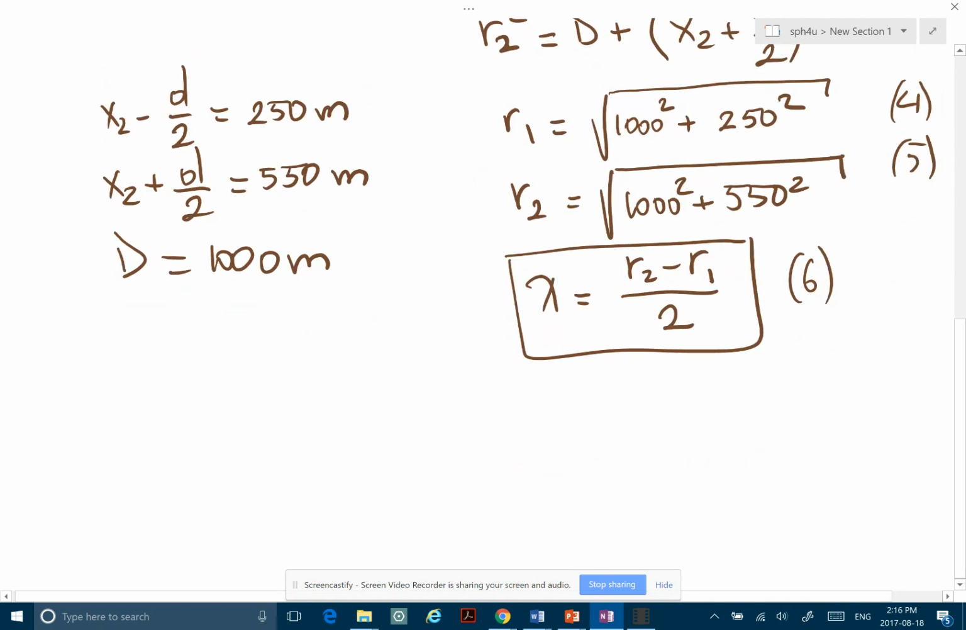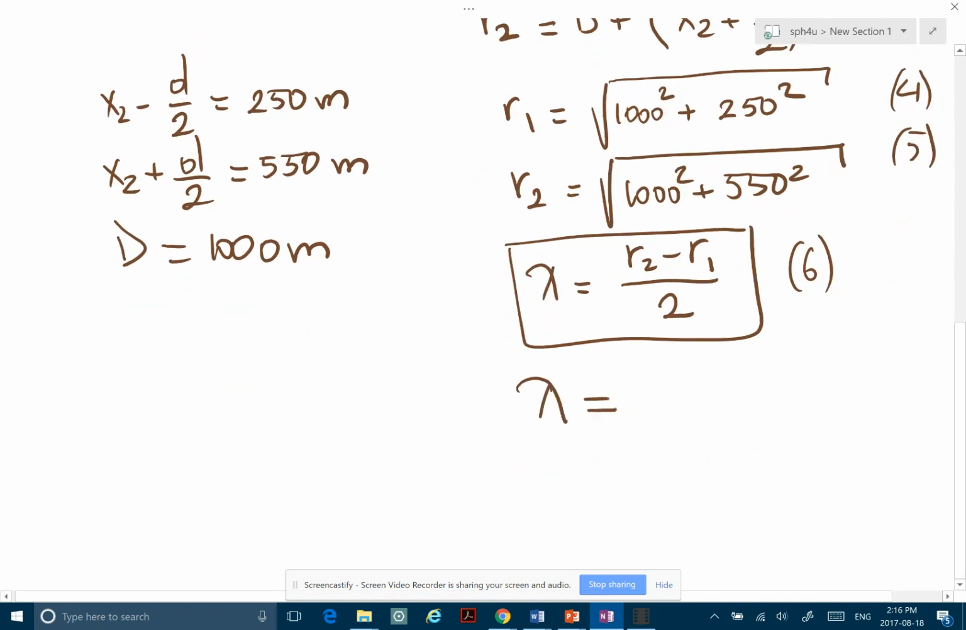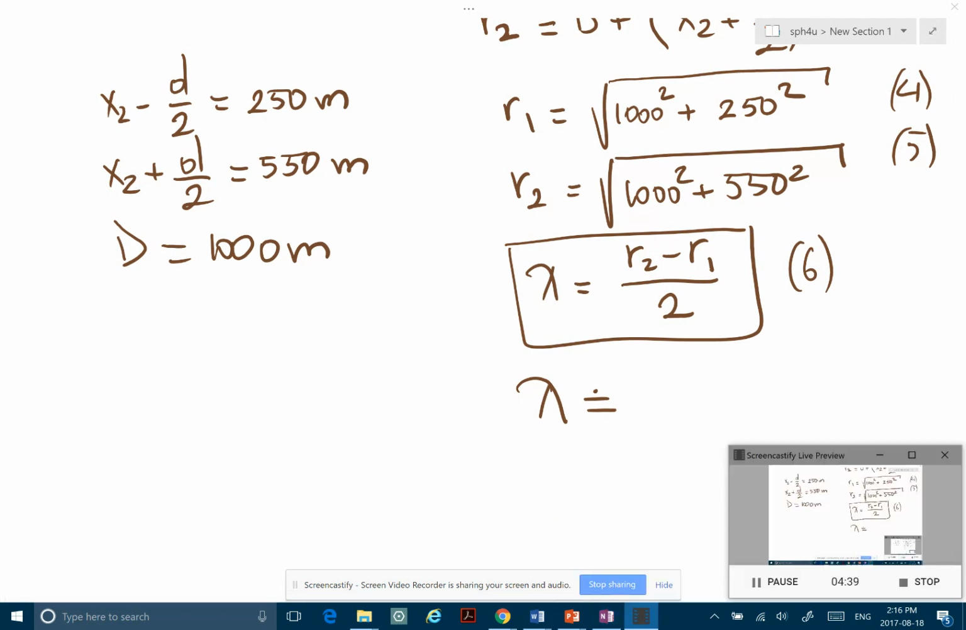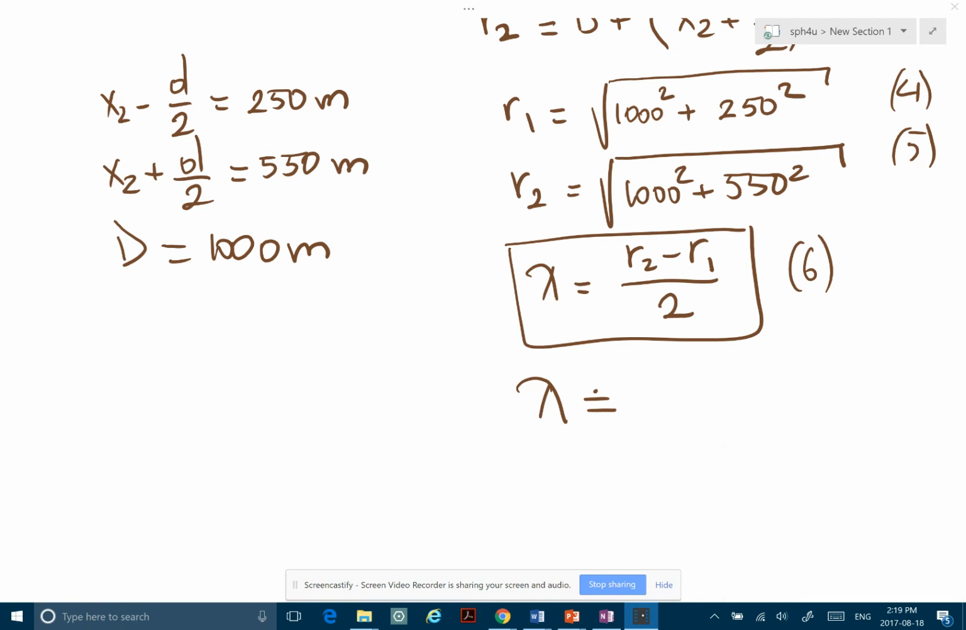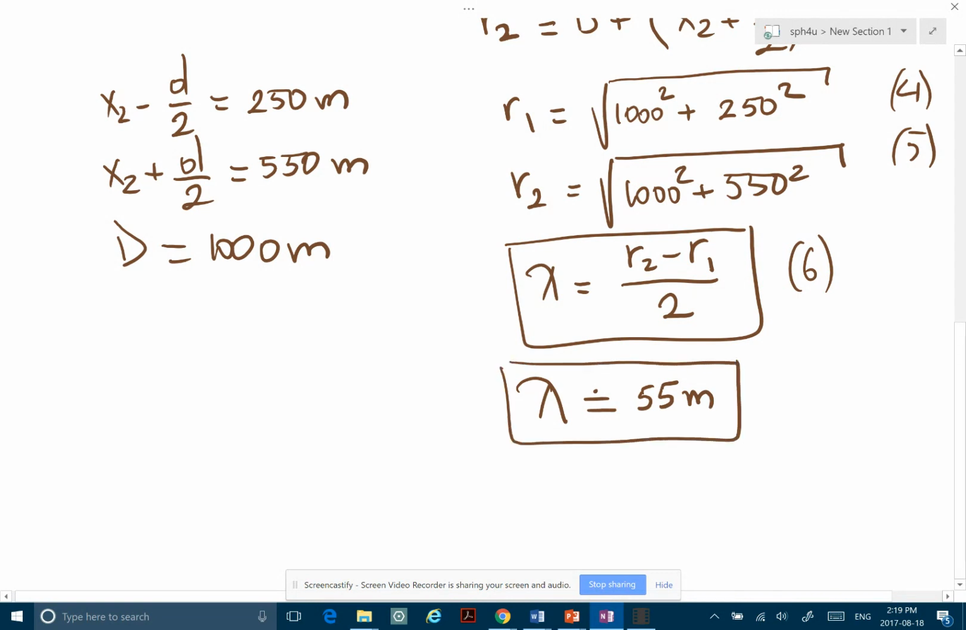So now all we have to do is plug in the numbers and figure out what the wavelength is. So let's just put them into the calculator, and then I'll pause the video, and then I'll start when I have the calculations done. So once we did the calculations, we found the lambda to be roughly 55 meters. All right, so the wavelength transmitted by these antennas is 55 meters, radio waves that is, okay?